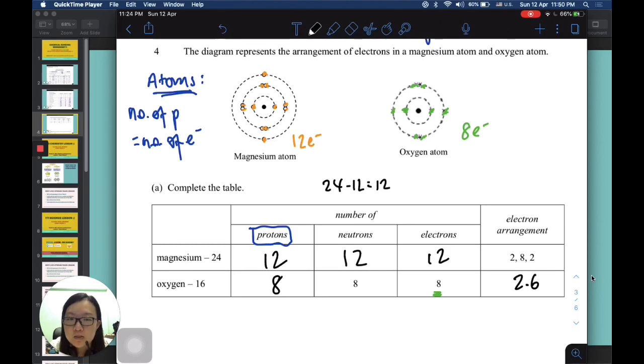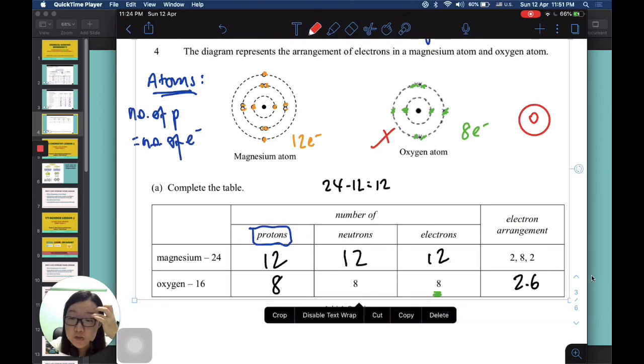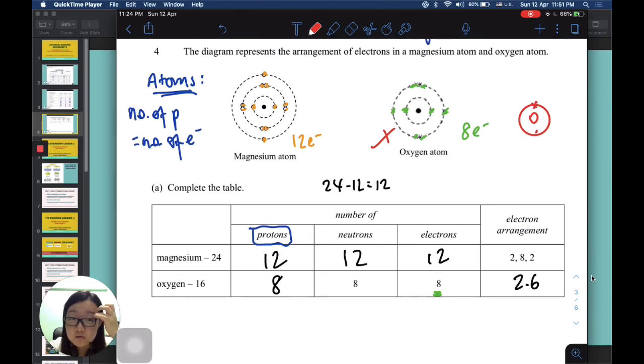Now, at this point, I just want to make a note. This particular diagram in this question for oxygen is slightly not correct. So to represent it in a more accurate manner, it will be like that. First 2 electrons in the first shell. Second shell, generally what I do is I put the first electron on top, then I go clockwise, 2, 3, 4, 5, 6. Do you notice that the diagram looks a bit different from the one given?